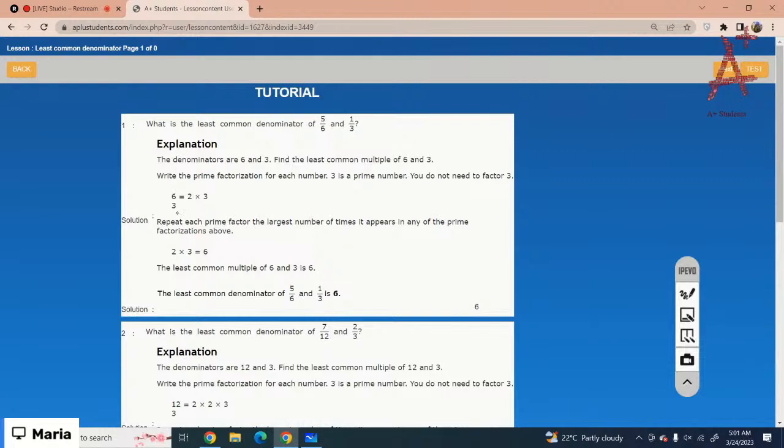So basically you have to calculate the least common multiple of 3 and 6. Got it? So write the prime factorization for each. 3 is a prime number, so you don't need to factor 3. Got it? So you have to write down the prime factors for 6. So for 6 it is 2 times 3. Got it? Let me just do it on the board.